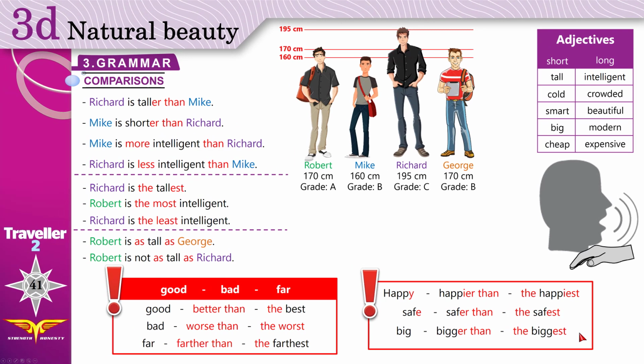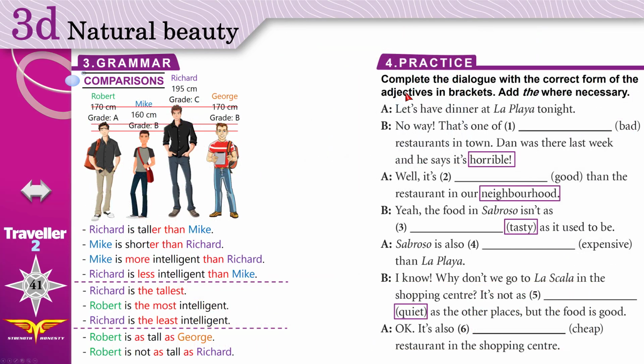Now we are ready for practice. Complete the dialogue with the correct form of the adjectives in brackets. Add the where necessary. When do we add the? In superlative form. The. Only in superlative when we compare between more than two.